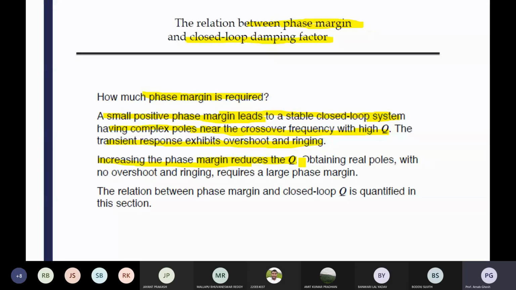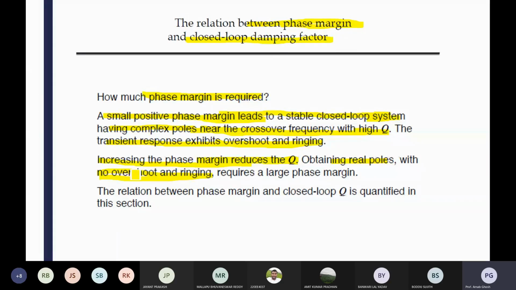I am telling you that if the phase margin is less, the rise time will be less. If the rise time is less, you will get some initial oscillations, that is, transient oscillations. That requires a large phase margin, and high Q means it will be peaky, so your Q value should be less. The relation between the phase margin and closed loop Q is quantified in these sections. You can see the diagram so you can understand.